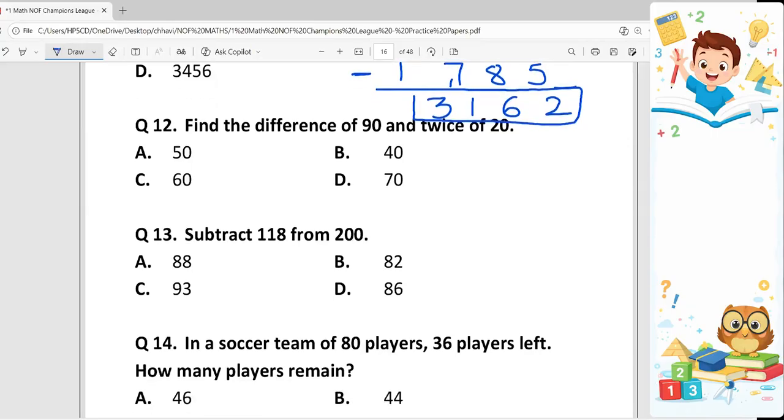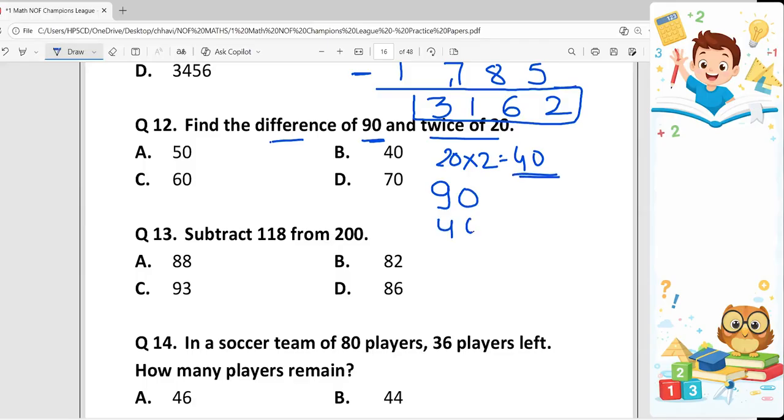12th one. Find the difference of 90 and twice of 20. Now what we have to find is the difference of 90 and twice of 20. Means there is a number which is twice of 20. Okay. So twice of 20 is like we did 20 twice, that is 40. So we have to find the difference. Difference means to subtract. So we have to subtract 40 from 90. So it is 50. Our answer is 50, which is option A. So option A is the correct answer.